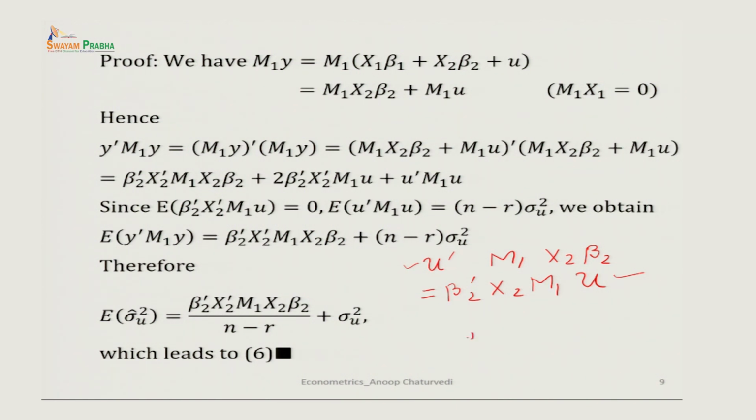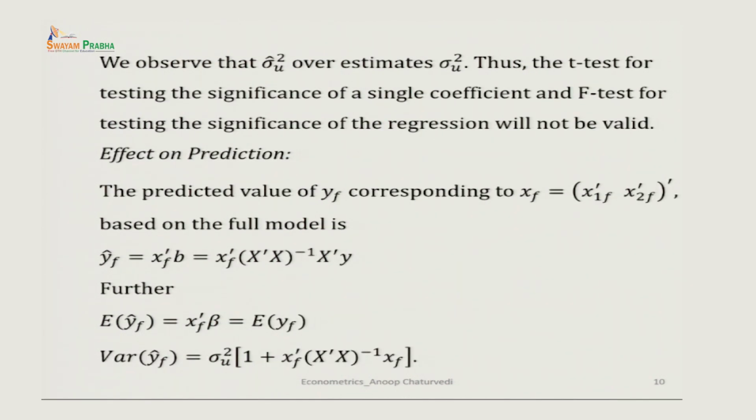Then sigma hat square is equal to y transpose M 1 y divided by (n minus r). So, if you take the expectation of sigma hat square u, it becomes beta 2 transpose x 2 transpose M 1 x 2 beta 2 divided by (n minus r) plus sigma square u. So, you get the expression given in equation 6. And from here we observe that sigma hat square u overestimates sigma square u.